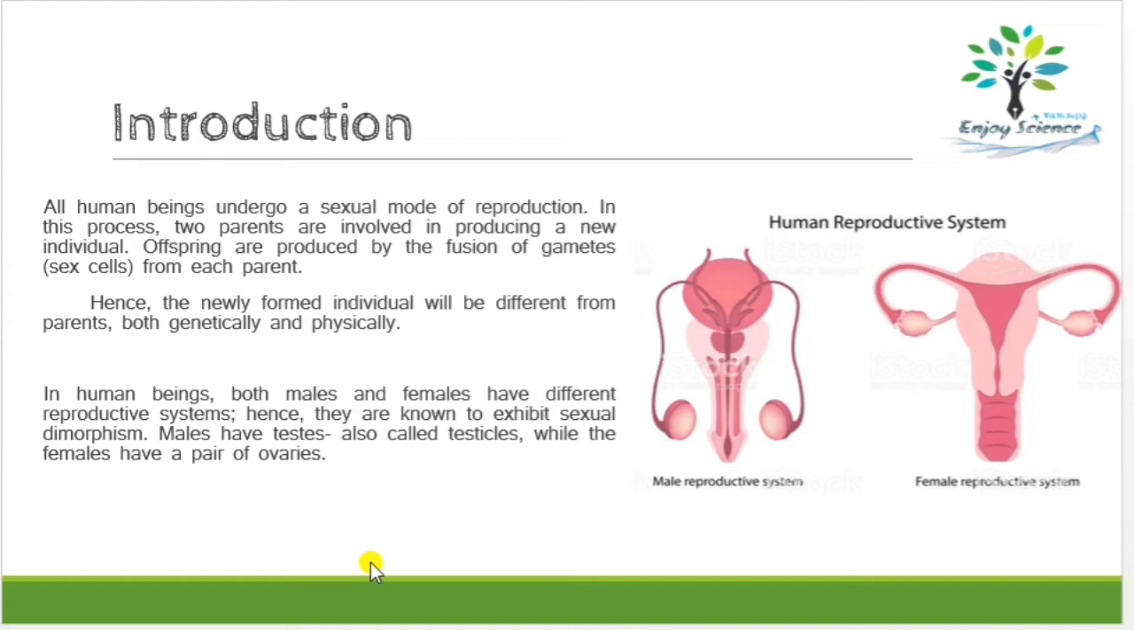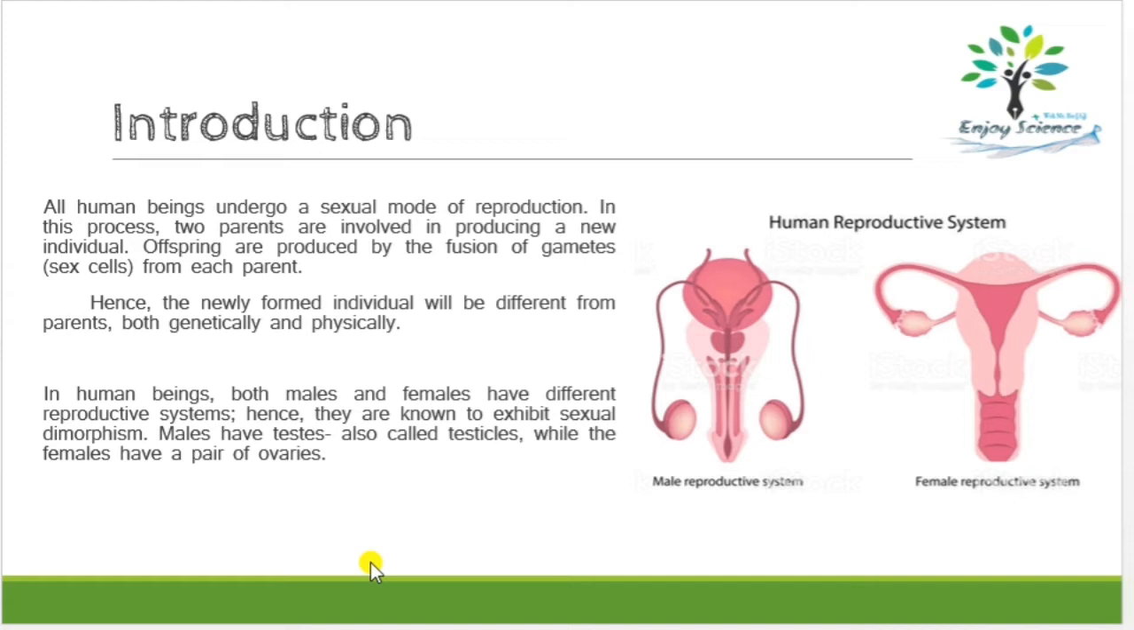If you compare this with asexual mode of reproduction, in asexual reproduction only one parent is involved. So the offspring formed is genetically and physically similar to the parent, because whatever genes the parent contains will be transferred to the offspring. But in sexual mode of reproduction, there are two parents and there is fusion of gametes which come from two different parents. That's why the offsprings are genetically and physically different from the parents. They are half similar to the male parent and half similar to the female parent.